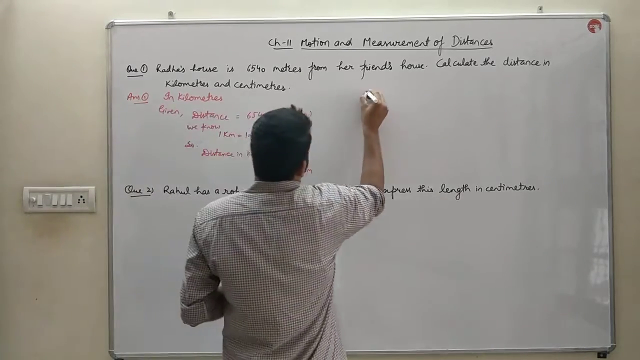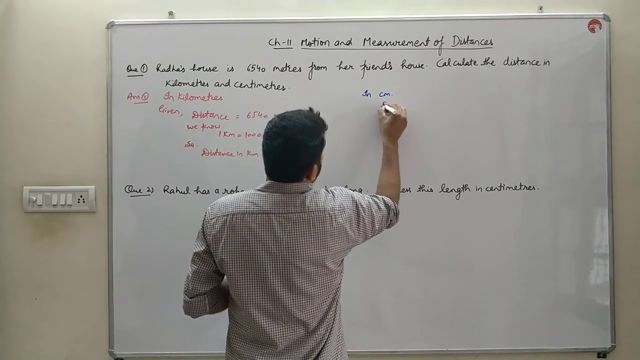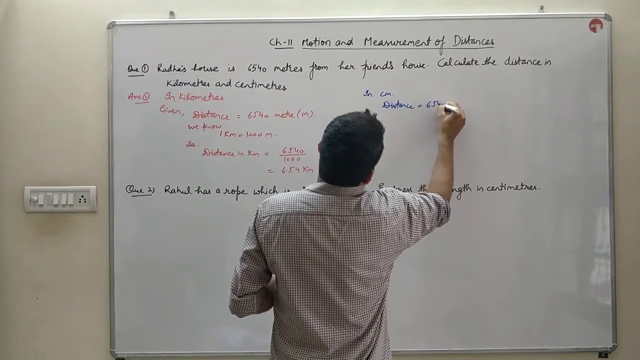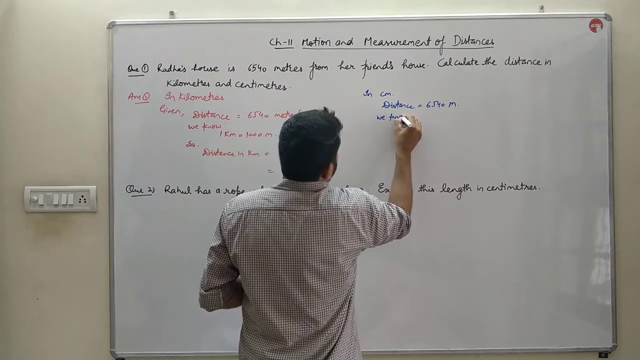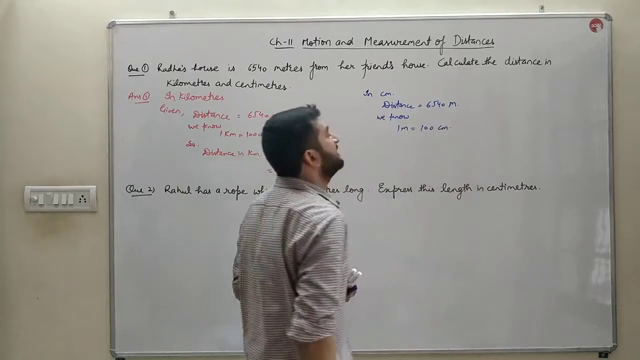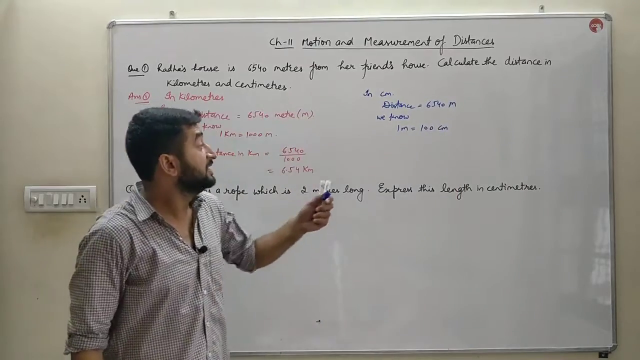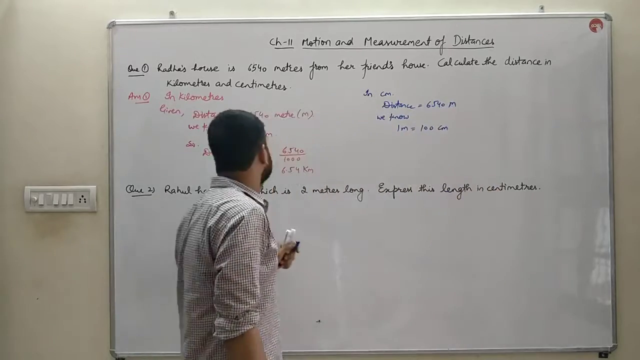Next, in centimeters, the given distance is the same, 6540 m, and we know that 1 meter is equal to 100 centimeters. No full stops. That means the meter is here the larger unit.